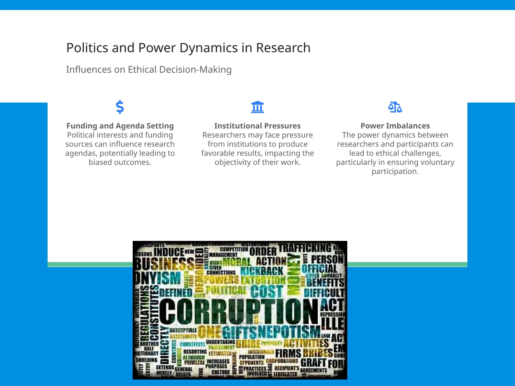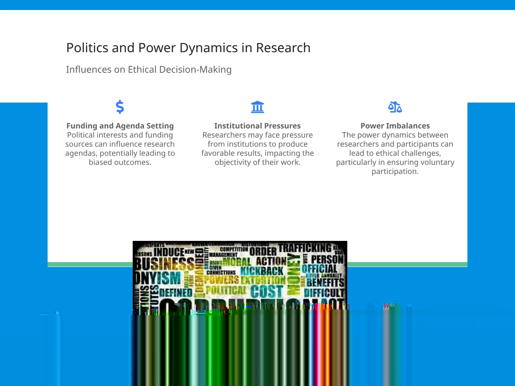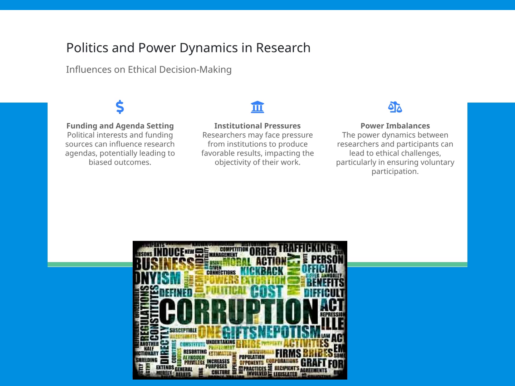So unpacking that previous slide a little bit further, let's look at some of the things that could impact ethical decision making. So funding and agenda setting. This is referring to the sources of funding for research and how that can significantly influence the research agenda. So think about it. When funding comes from politically motivated sources, there's a risk that the research outcomes may be biased or skewed to favor certain political or commercial interests. And researchers must be aware of these influences and strive to maintain the integrity and objectivity of their work.